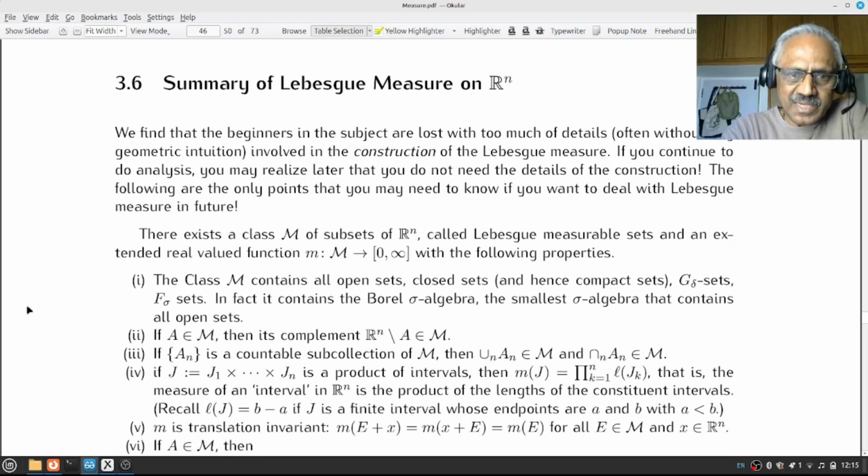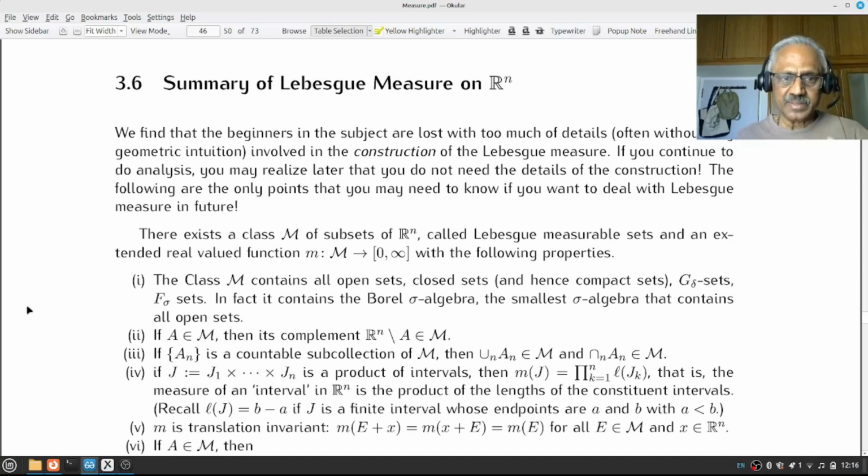What are they? There exists a class M of subsets of R^n called Lebesgue measurable sets and an extended real valued function mu from M to [0, infinity]. What are the properties? The first thing is M contains all the intervals. It contains open sets, closed sets, G-delta sets, and F-sigma sets. I have not defined what the Borel sigma algebra is, let us not worry about it at present. Then the empty set belongs to M, because intervals and open sets belong to it, therefore the empty set and R^n also belong to it.